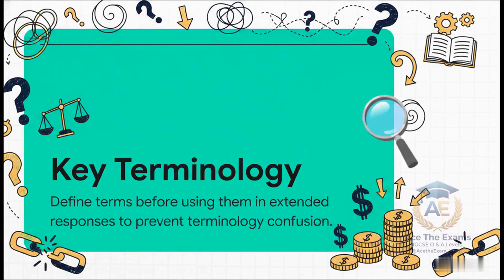The reports show us that candidates constantly confuse key terminology. Accrued income, prepaid expenses, provisions, these terms get all mixed up during written analysis. The simplest fix? Always define your key terms before using them in extended responses. It anchors your answer, it immediately proves your foundational knowledge to the examiner, and most importantly, it stops you from tangling up your own logic halfway through a high-tariff question.